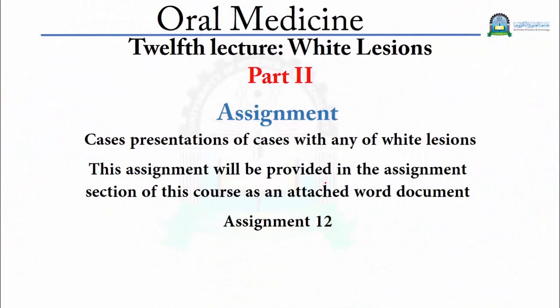The assignment of this lecture is that the student should present a clinical case of any of the white lesions, and this assignment with its explanation will be provided in the assignment section as a Word document under the title of assignment 12.